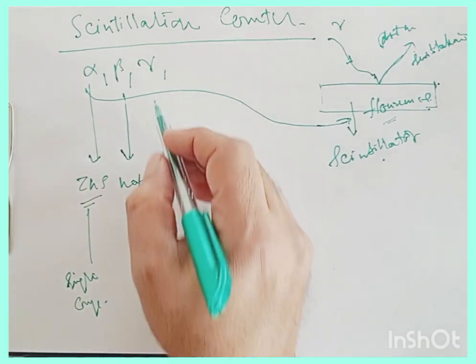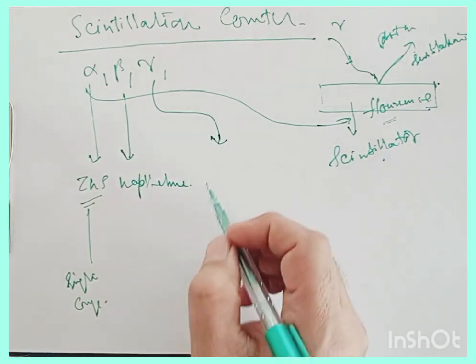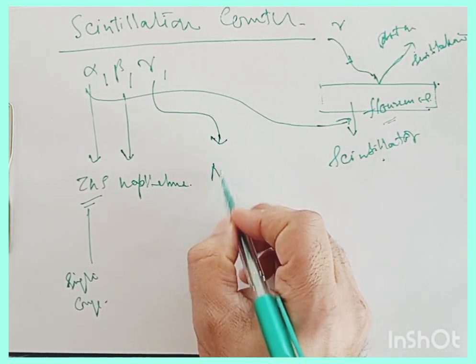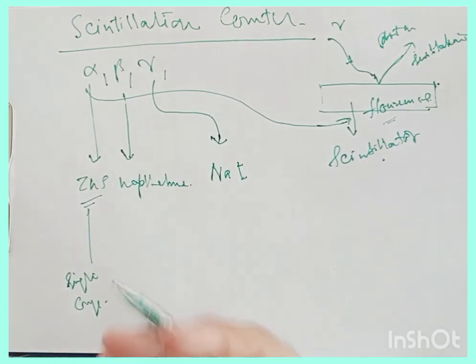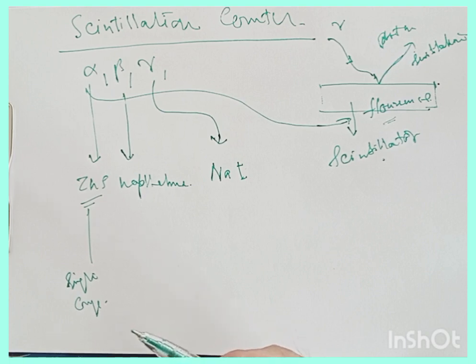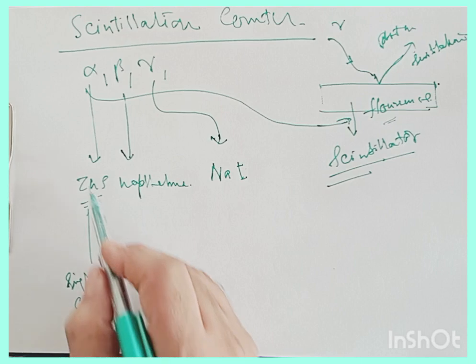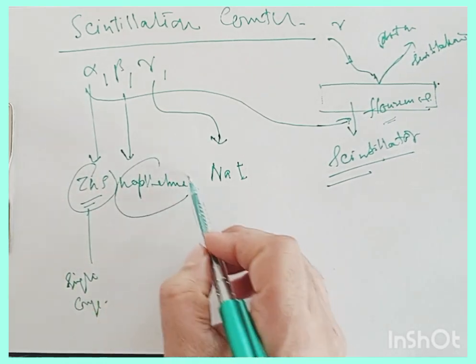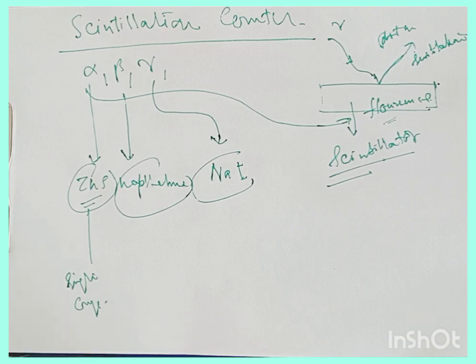And for detection of gamma rays, we make use of sodium iodide. So it depends on the type of radiation that we have to detect, and in accordance with it we choose the scintillator: ZnS for alpha particles, naphthalene for beta particles, and sodium iodide for gamma rays.